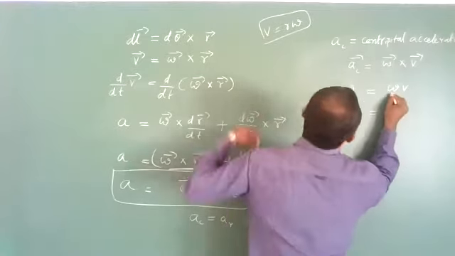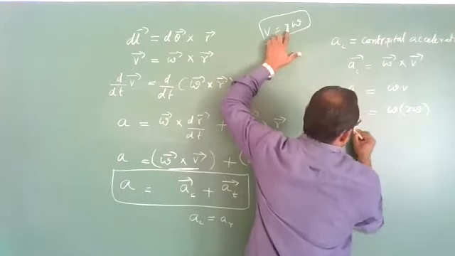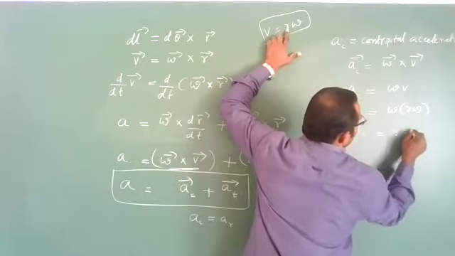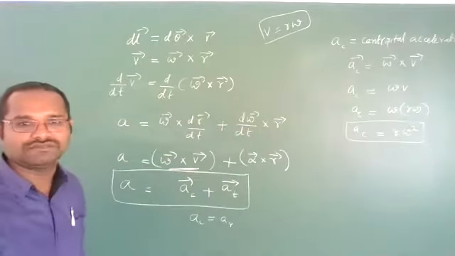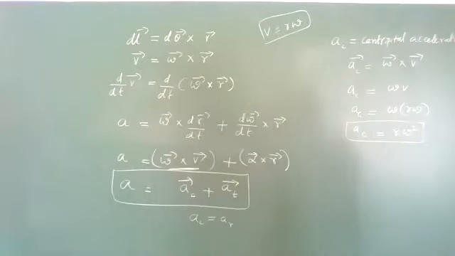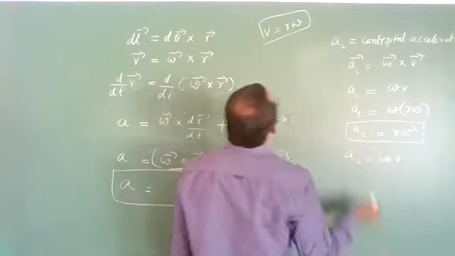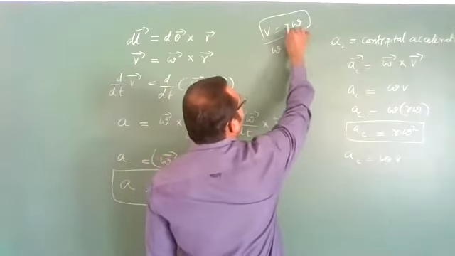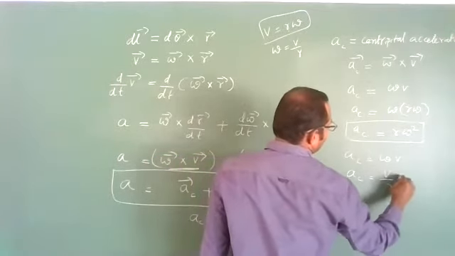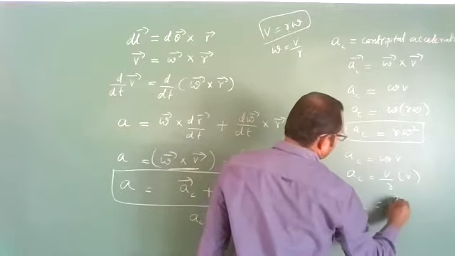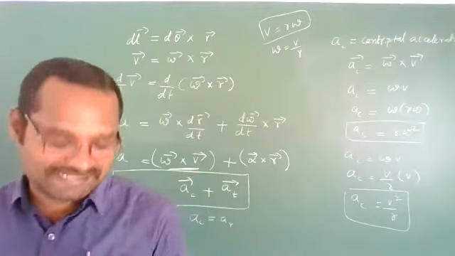So centripetal acceleration can be written as, because V equals R omega, omega into R omega. So centripetal acceleration can be written as R omega square. Or else we can write it in a different format also. AC is equal to omega into V, no? What is omega from this? Omega is equal to V by R. So substituting, you will get V by R into V, so you will get V square by R. Yes, it is called centripetal acceleration.